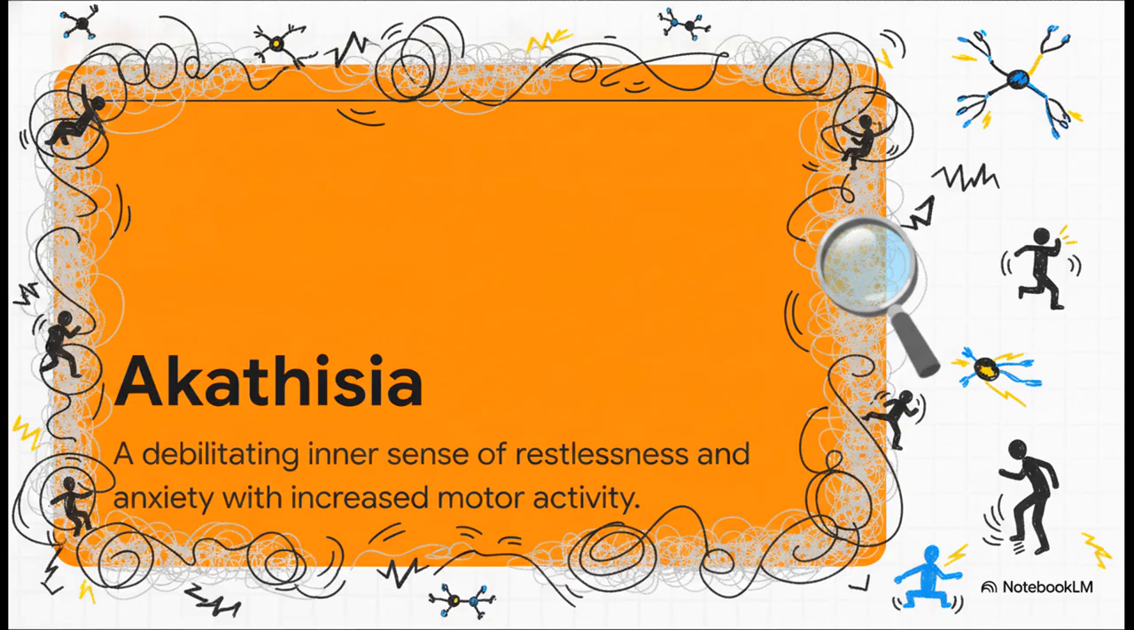Speaking of side effects, we have to define akathisia. This is a deeply debilitating inner sense of restlessness and anxiety. Patients feel like they literally cannot stop moving. It's a very common adverse effect early on in SSRI treatment, and it's notably prevalent with certain high-potency antipsychotics. It's a critical clinical indicator that the synapse is reacting strongly to our intervention.